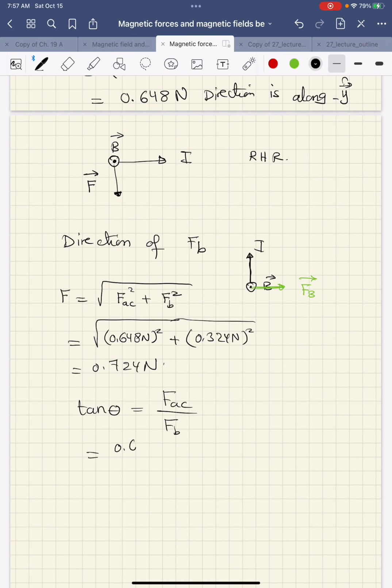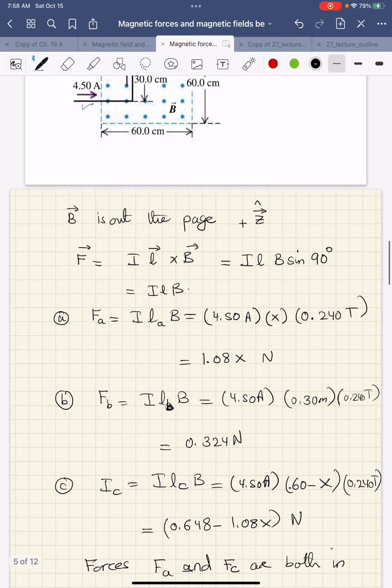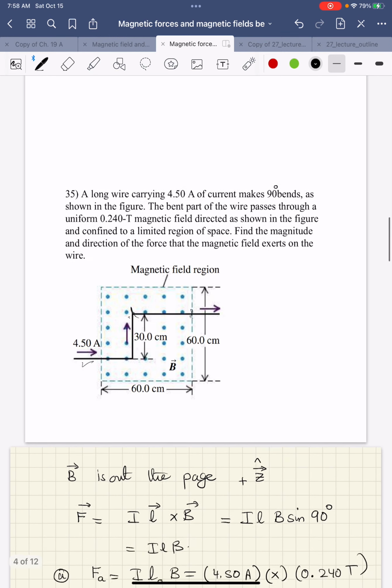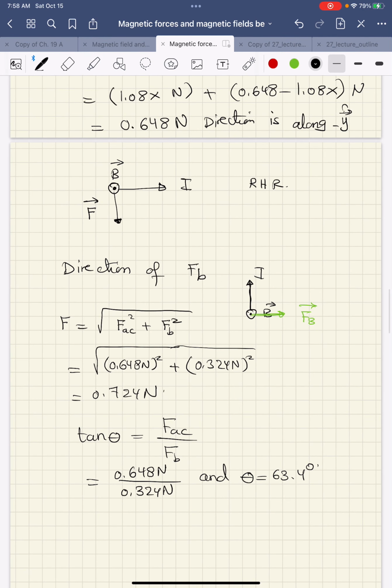and the direction is 63.4 degrees. Anytime the question asks about a force, it should have a magnitude and direction. Then this is for this piece of magnetic forces and magnetic fields.